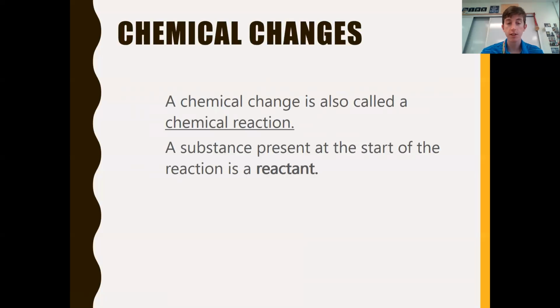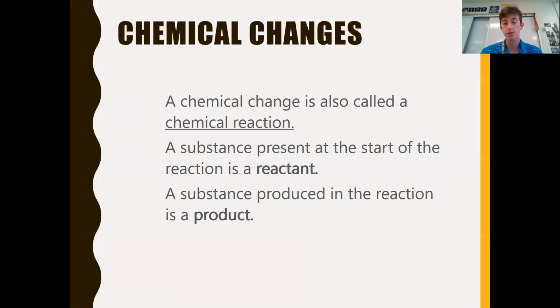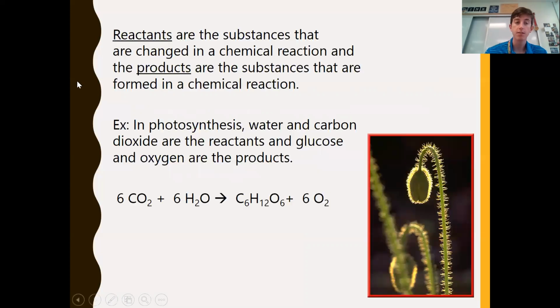The starting materials are called reactants. The ending materials are called products. The reactants appear on the left side of the chemical equation. The products appear on the right side, and the arrow basically is saying, hey, this reacts. So hopefully you already knew that.